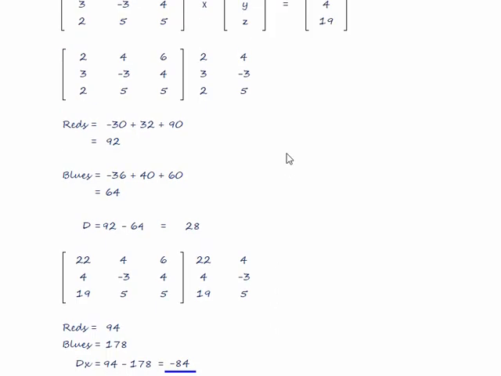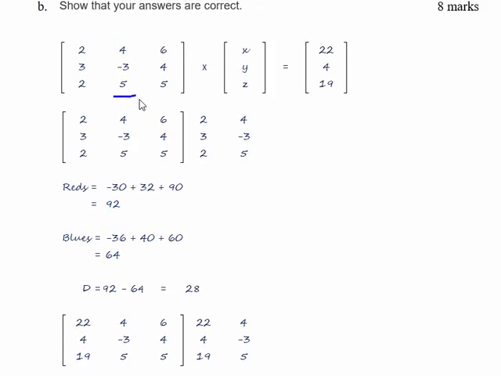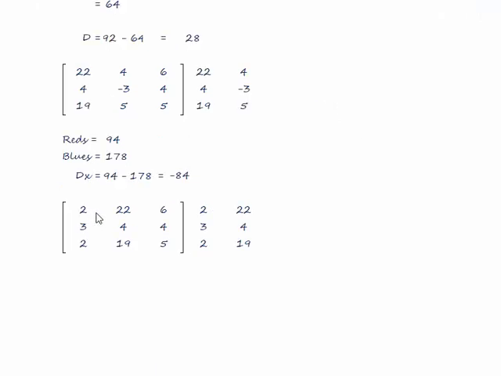So just as before, what we do is replace the y column with the constants from the right hand side. And to get the reds, we're going to have 2 times 4 times 5 plus 22 times 4 times 2 plus 6 times 3 times 19, and that gives us 558. And then for the blues, we're going to have 6 times 4 times 2 plus 2 times 4 times 19 plus 22 times 3 times 5, and that gives us 530. 558 minus 530 gives us 28.